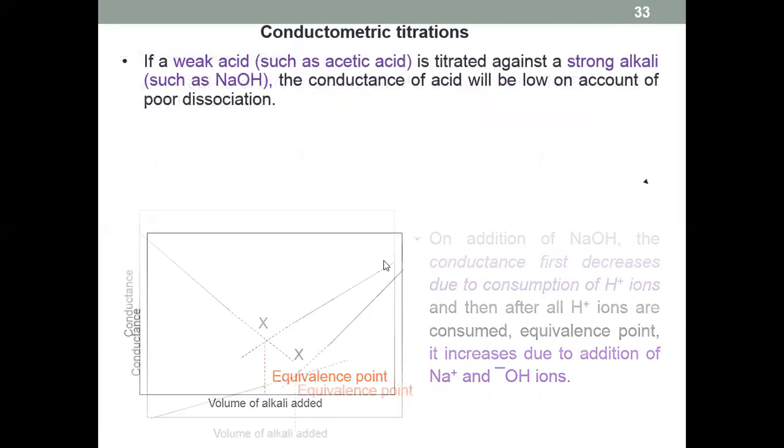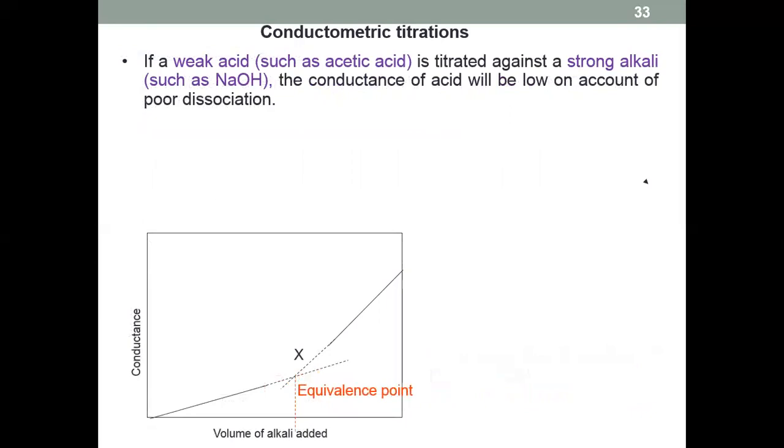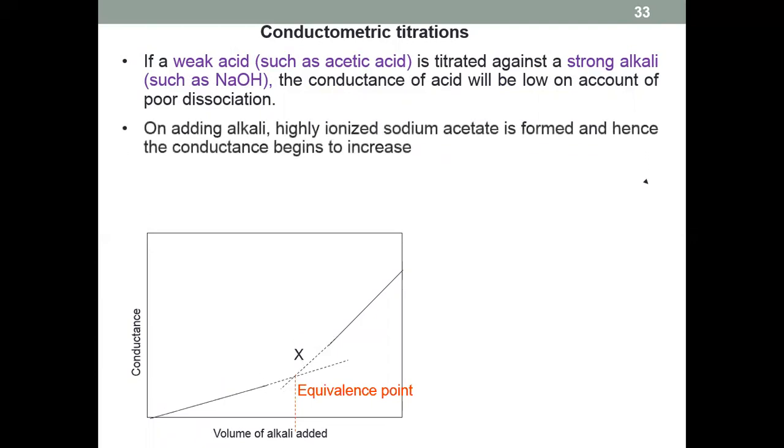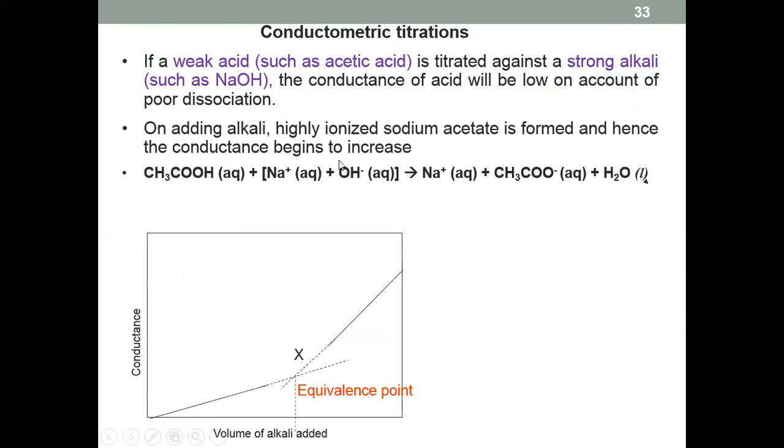All right. So now consider the second case where a weak acid is taken. The profile is shown here. First the conductance increases a little bit more slowly, and then after the equivalence point rapidly. So let's try to understand how this profile is being generated here. A weak acid like acetic acid is titrated against a strong alkali such as sodium hydroxide. So to a solution of acetic acid, which is poorly ionized in the solution, sodium hydroxide is added, and you get sodium acetate, which being a strong electrolyte is completely ionized, and H2O is formed.